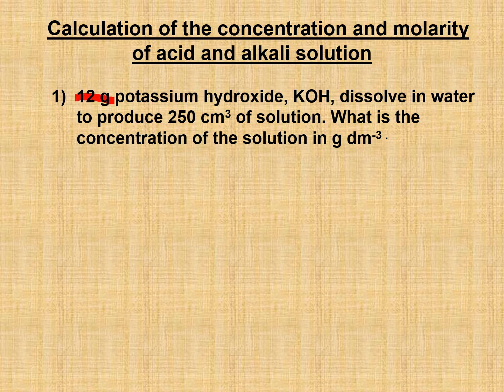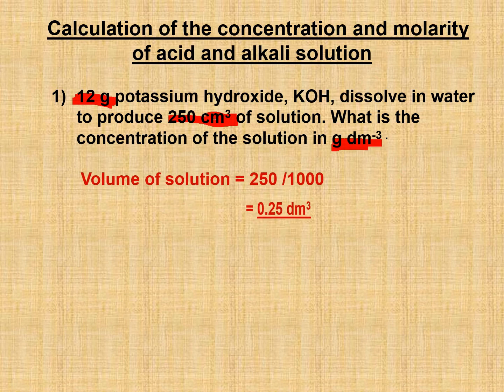12 gram of potassium hydroxide dissolved in water to produce 250 centimeter cube. You will see here this is centimeter cube. I give you the idea. At the first place, you have to convert centimeter cube into decimeter cube because the question asks you about gram per dm cube. Gram is settled, which is the mass of potassium hydroxide, because the question asks you about concentration in gram per dm cube. Let us see the steps to calculate.